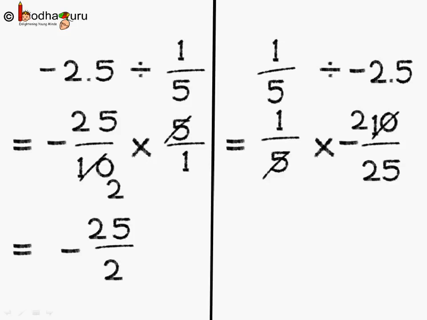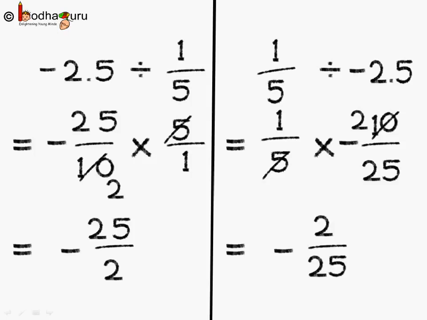So this was minus 2.5, or you can say it was minus 25 by 10. And what is its reciprocal? Its reciprocal would be minus 10 by 25. So reducing it now, we get 5 ones are 5, 5 twos are 10, and taking into account the negative sign, we get the answer as minus 2 by 25.